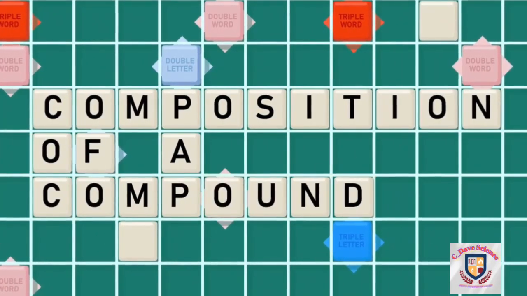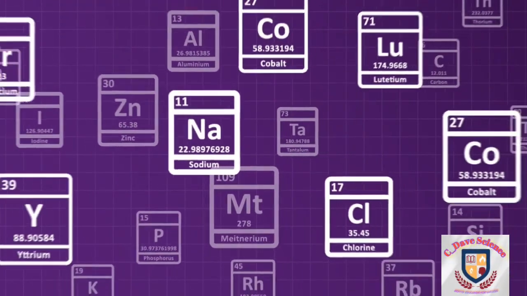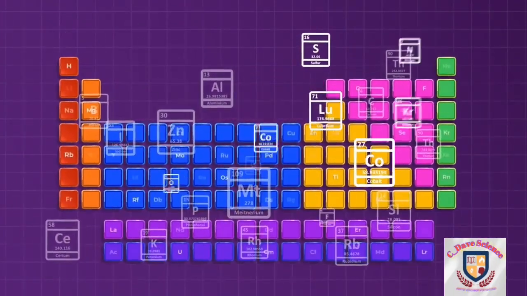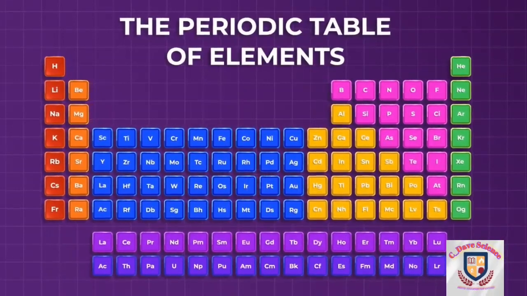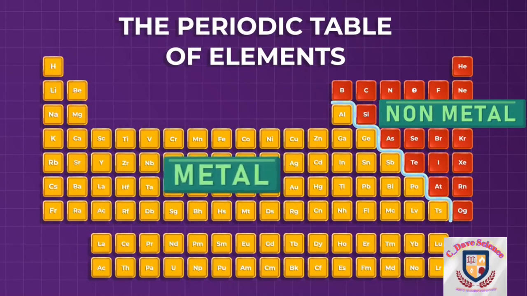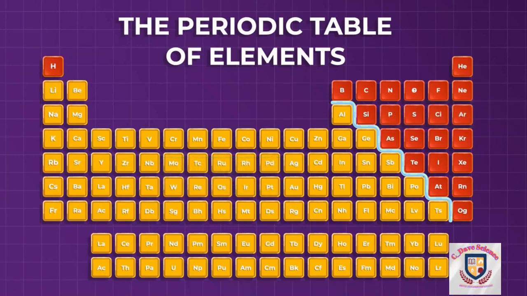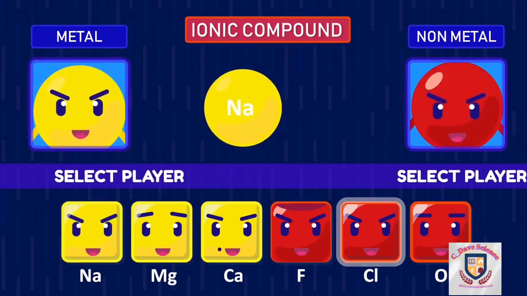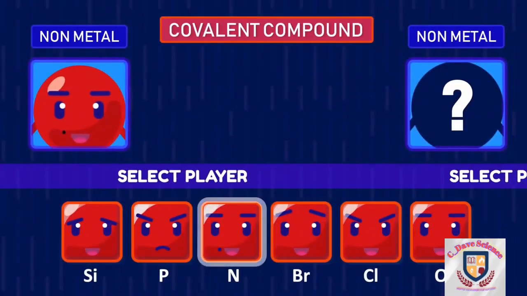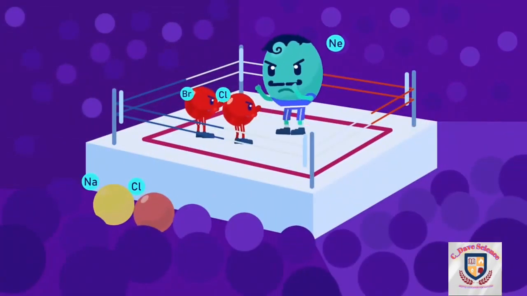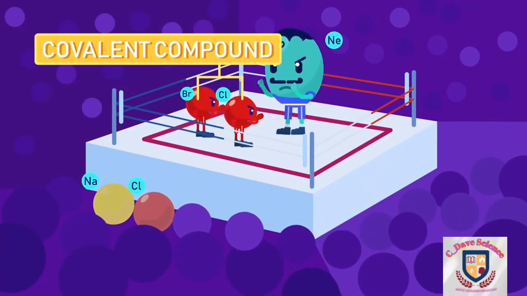Composition of a compound. When we take a look at the periodic table, we can find that all of the elements that make up compounds can be classified as metal and non-metal elements. The right side of the line are non-metals, and the other side are metals, except hydrogen. If metal elements are present to form a compound, it is called an ionic compound. Meanwhile, if the compounds are only formed between non-metallic elements, they are called molecular or covalent compounds.